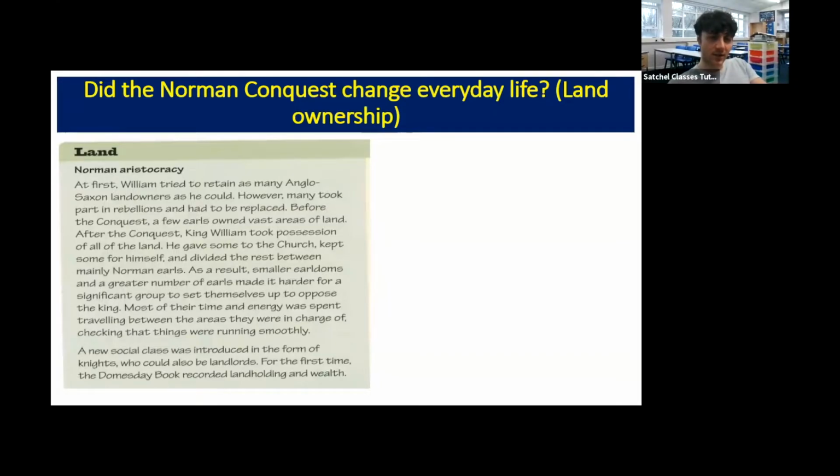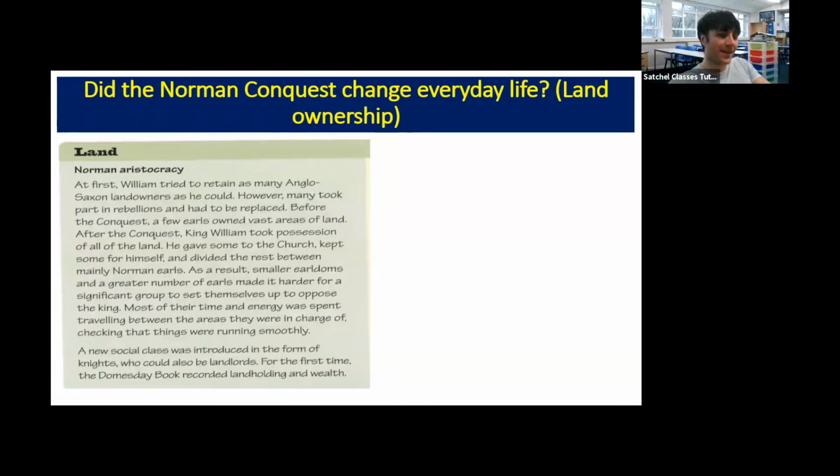William changes this. William makes it so that he is the sole technical owner of all of the land in the country. So remember what we said at the start of the lesson about how if you buy a house, you're technically still a tenant and the monarch is actually the legal owner of the land. Well, that stems right back to the Norman Conquest and the feudal system, when William the Conqueror made himself the sole legal owner of every bit of land in the country.